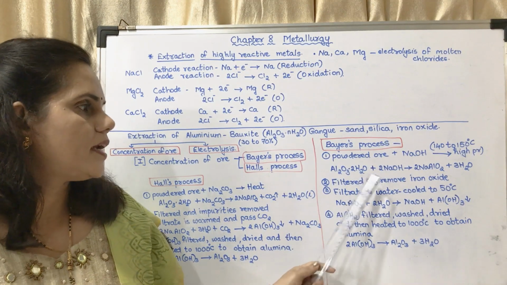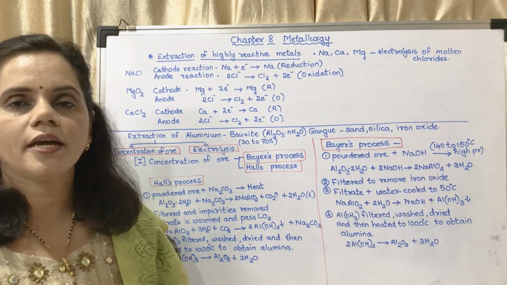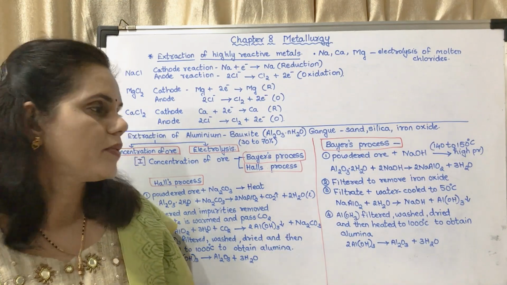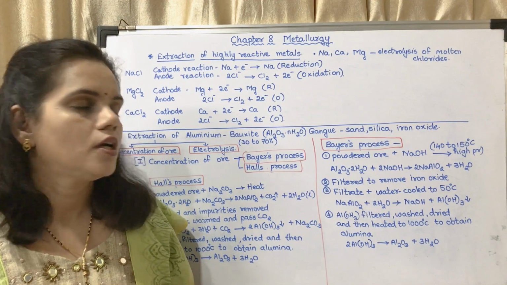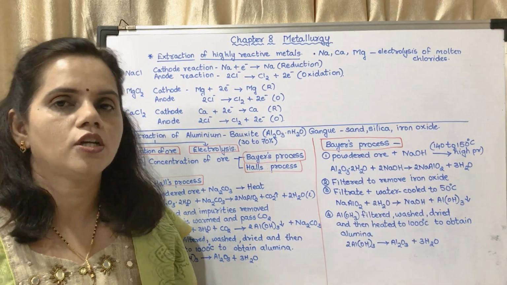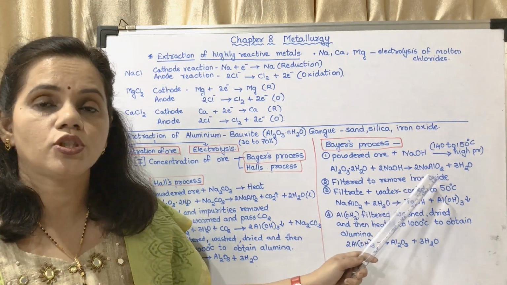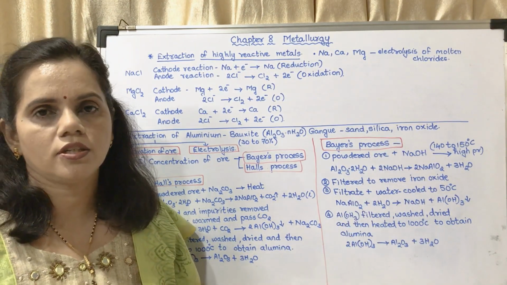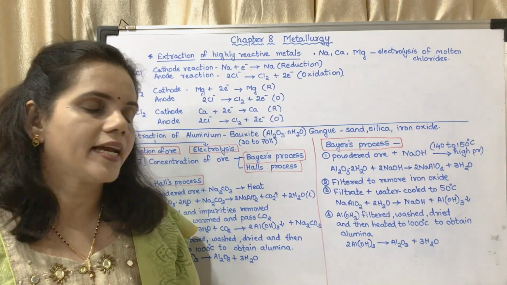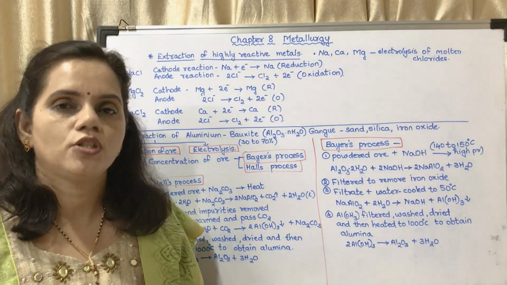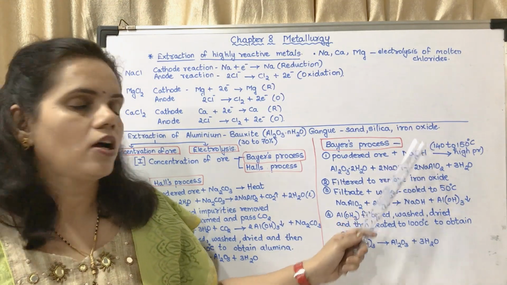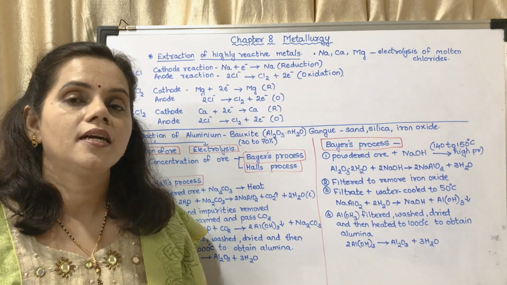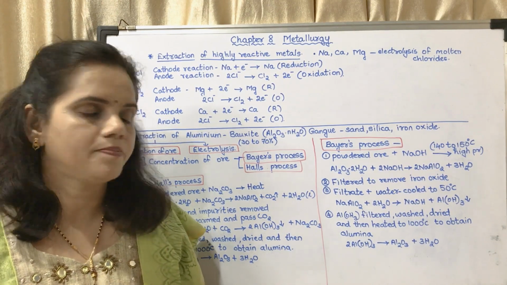During this time, it will react to form sodium aluminate in aqueous form, that means in the form of a solution. You are taking powdered ore, you are adding sodium hydroxide solution to it, then you will get sodium aluminate in the solution. Plus, this silica will also react. You will get sodium silicate also in that solution. But iron oxide does not react, which means it will remain in solid form.